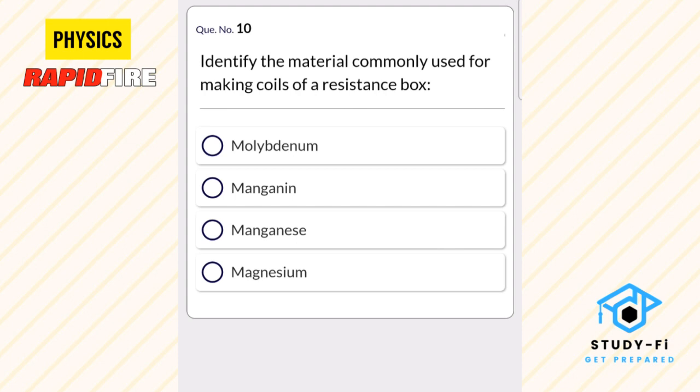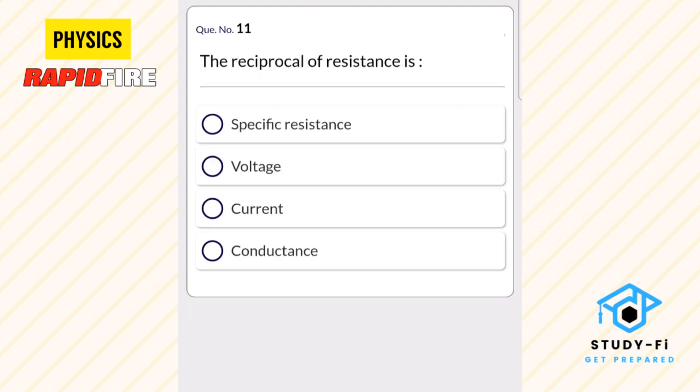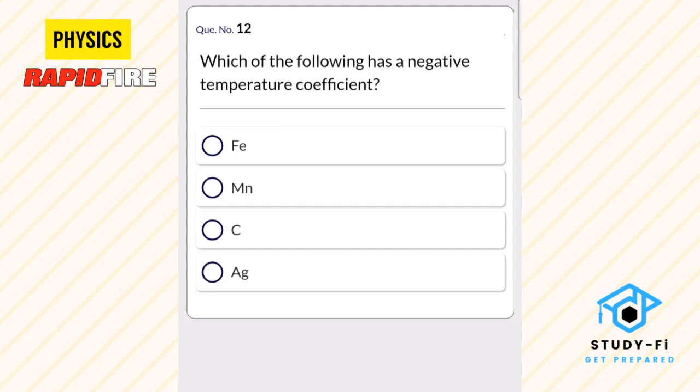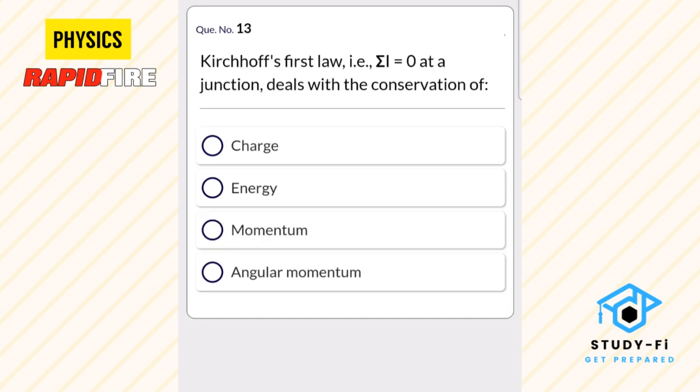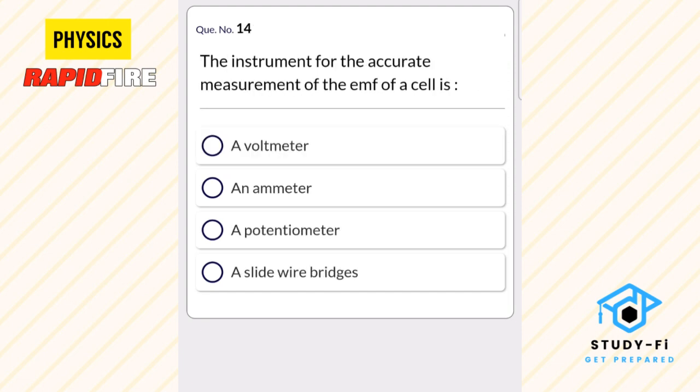Identify the material commonly used for making coils of a resistance box. Manganese. The reciprocal of resistance is conductance. Which of the following has a negative temperature coefficient? Carbon. Kirchhoff's first law, summation of I is equal to 0 at a junction, deals with the conservation of charge. The instrument for the accurate measurement of the EMF of a cell is potentiometer.